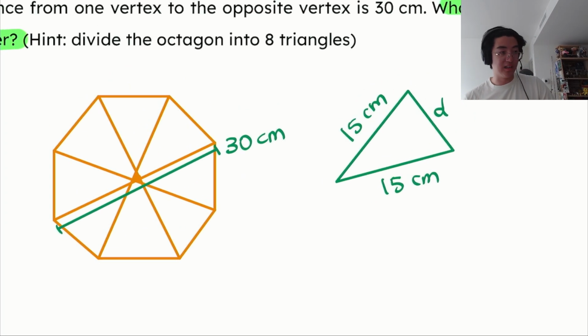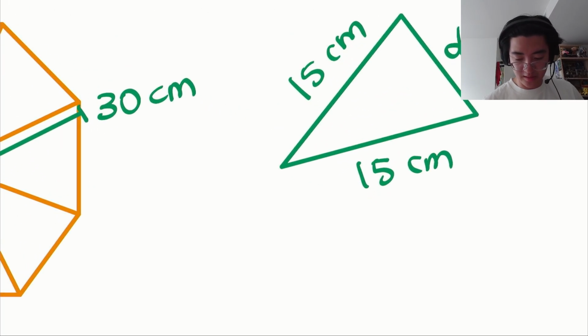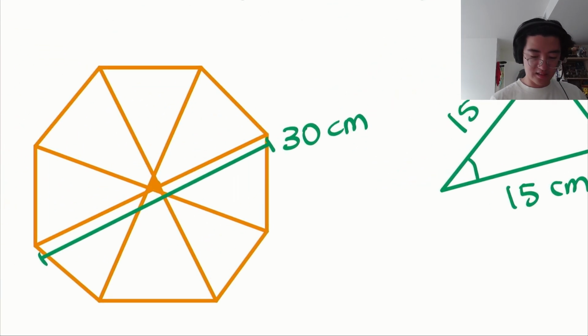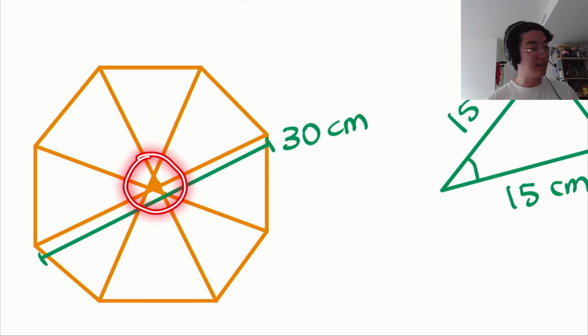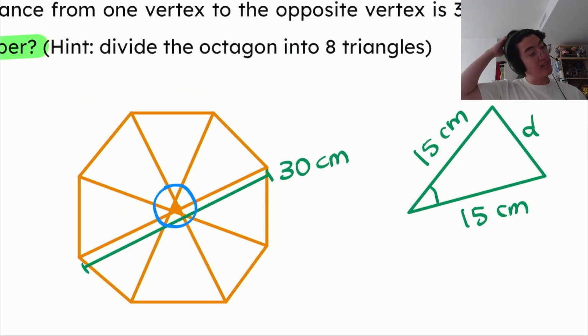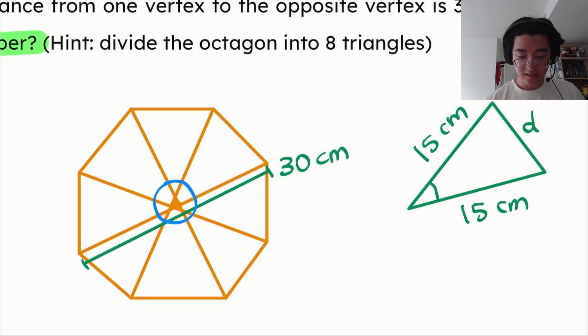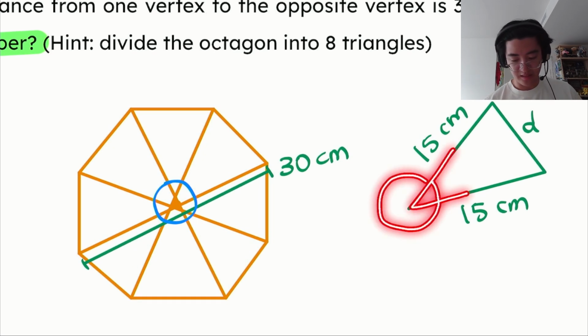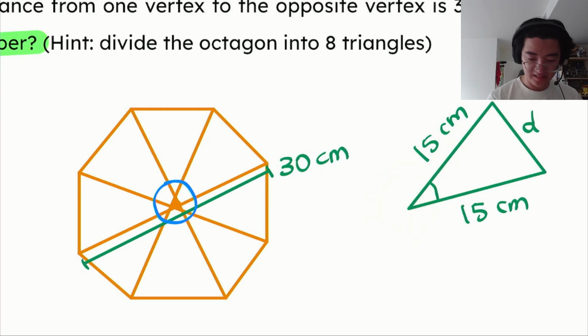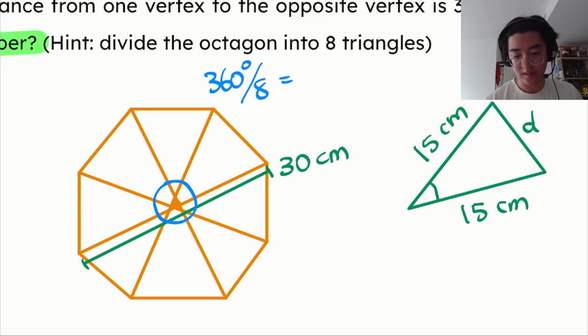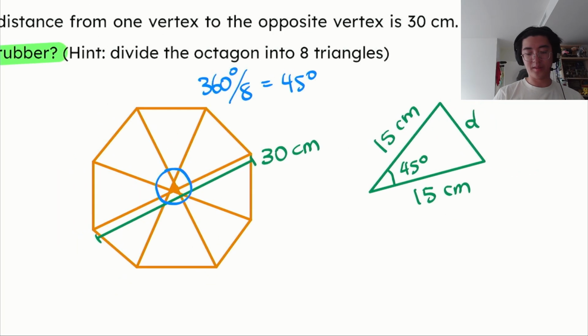There's something else we know as well. We also know what this angle is right here. This angle of all those triangles is going to be the same, because a circle is 360 degrees, and there are 8 of those triangles whose tips cross into the circle here. If there are 8 even triangles, then each of those angles must be 45 degrees.